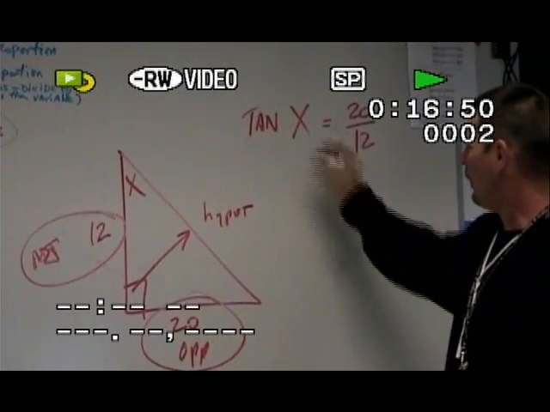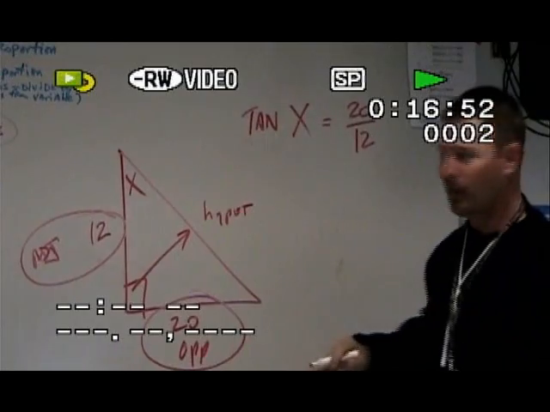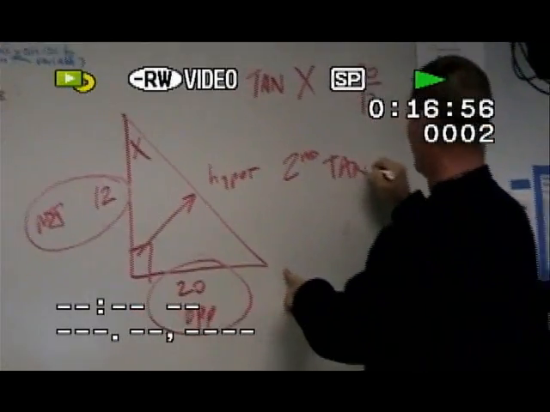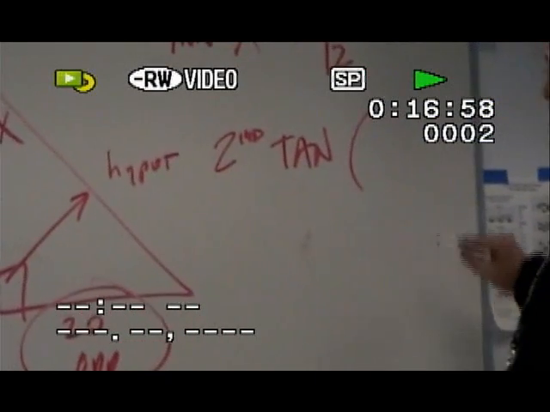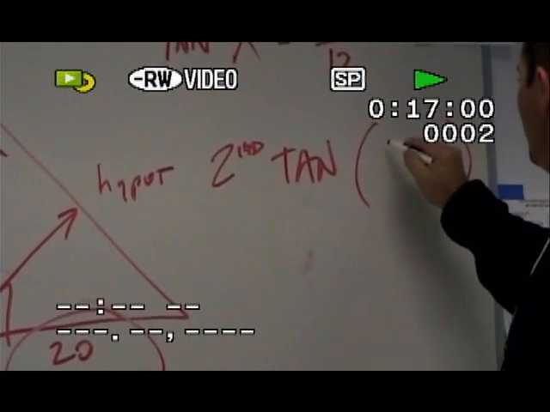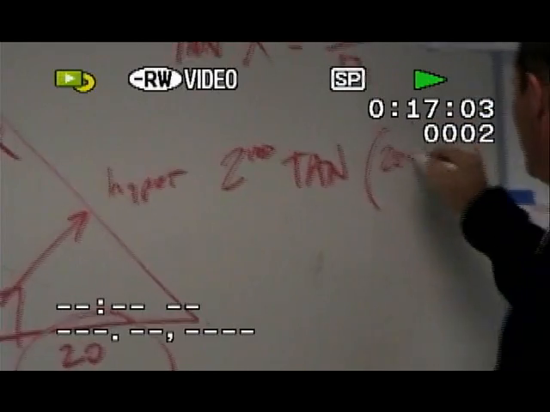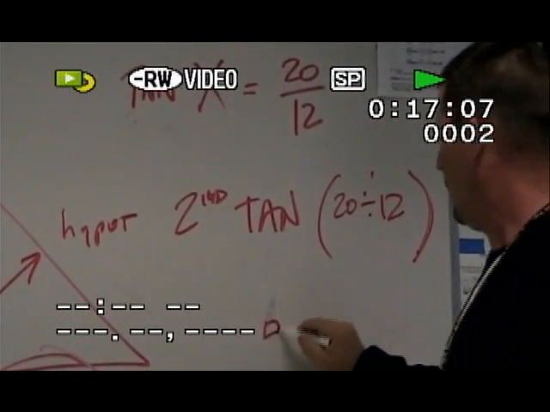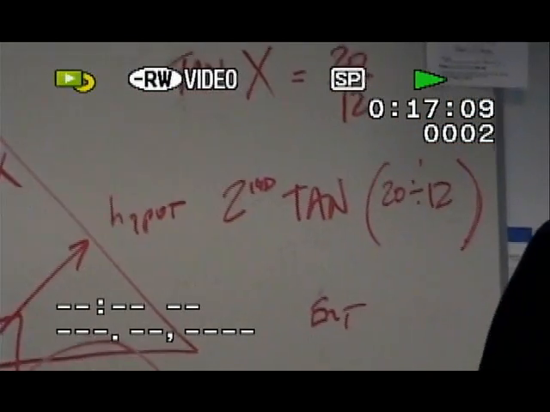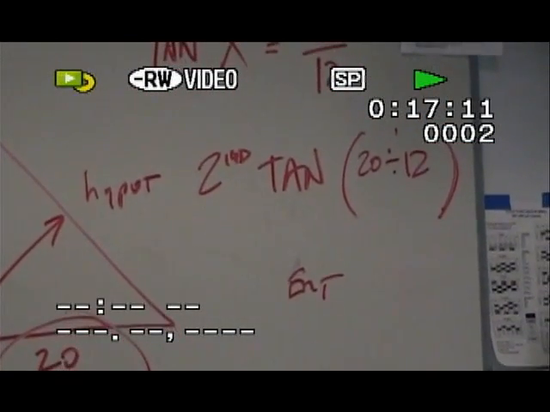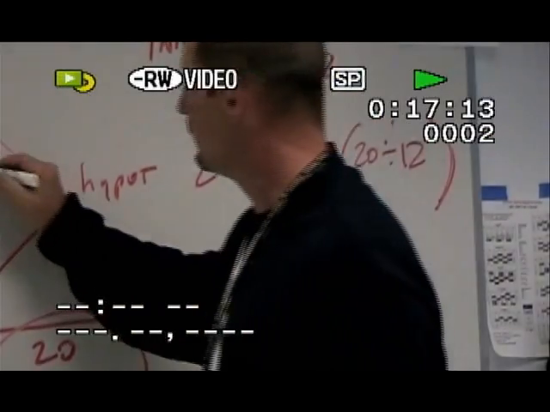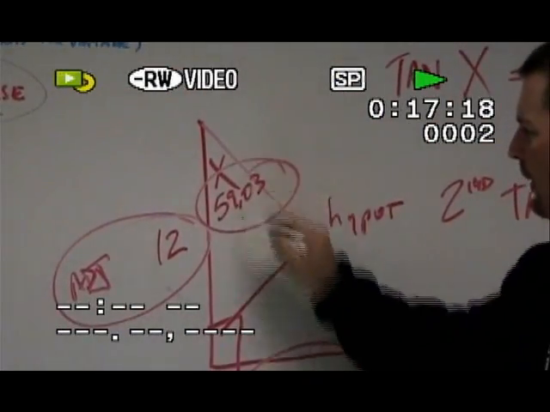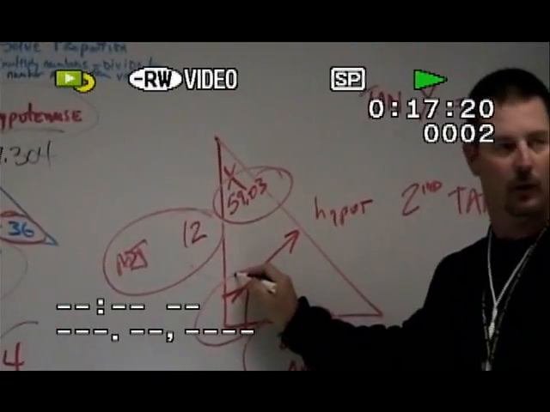But I don't need to cross multiply or proportion or anything right here. What I need to do is hit the second key. Just hit second tangent, and it's going to have a parentheses there, and you're going to use division. 20 divided by 12. Close that parentheses, and then hit enter, and that'll give you the value of that angle. What did that give you? 59.03. Okay, 59.03.